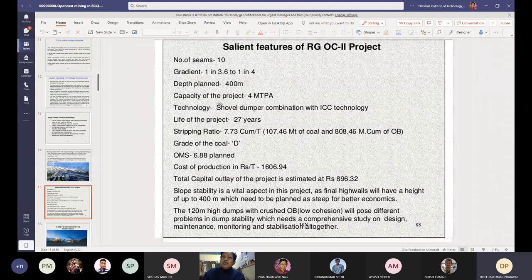This project, Ramagundam open cast project, has an annual capacity of 4 million ton per annum. It is producing coal at a rate of 4 million ton per annum. The technology used in this mine is shovel dumper combination with in-pit crushing and conveying technology.